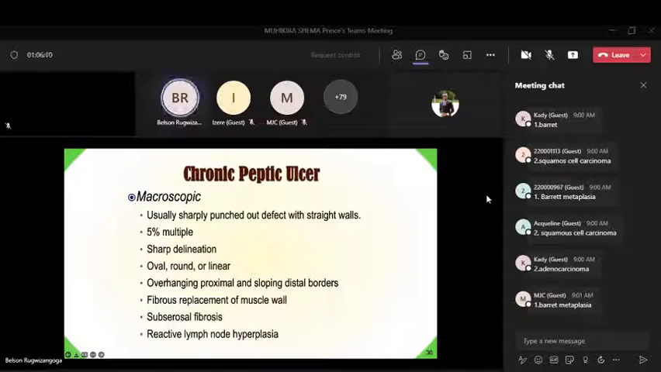They have overhanging proximal and sloping distal borders, fibrous replacement of the muscle wall, subserosal fibrosis, and reactive lymph node hyperplasia. And this is, of course, seen on histology.